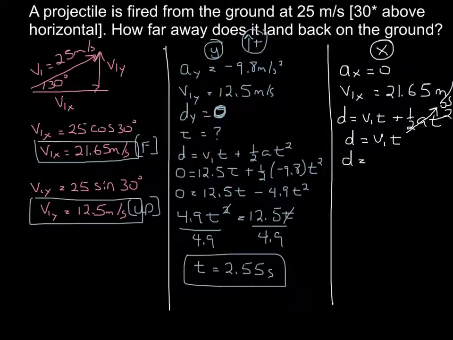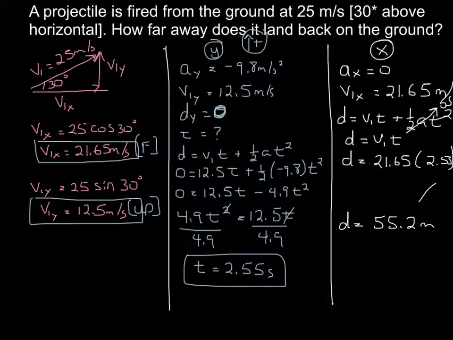Distance then, v1, again, we found that was 21.65. The time that we found, again, over here, we found it in the y direction. That same time is going to be true up here. So the time here is 2.55. When I multiply those two things, the distance here is 55.2 meters.